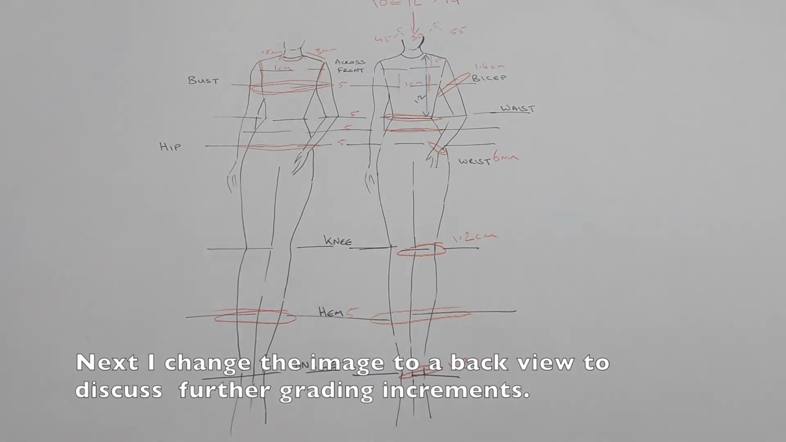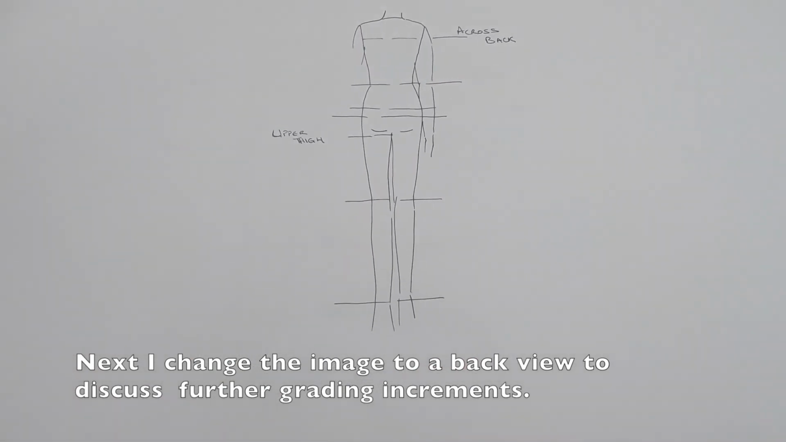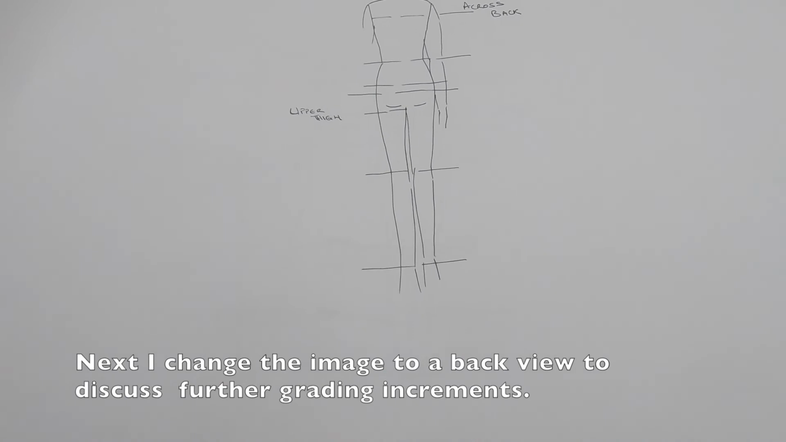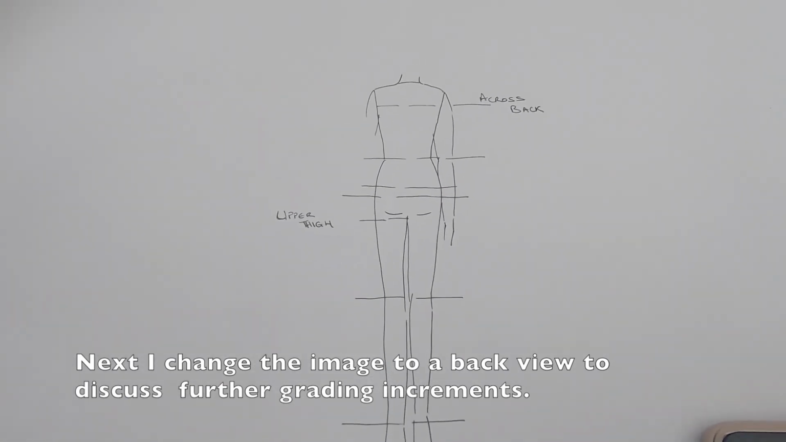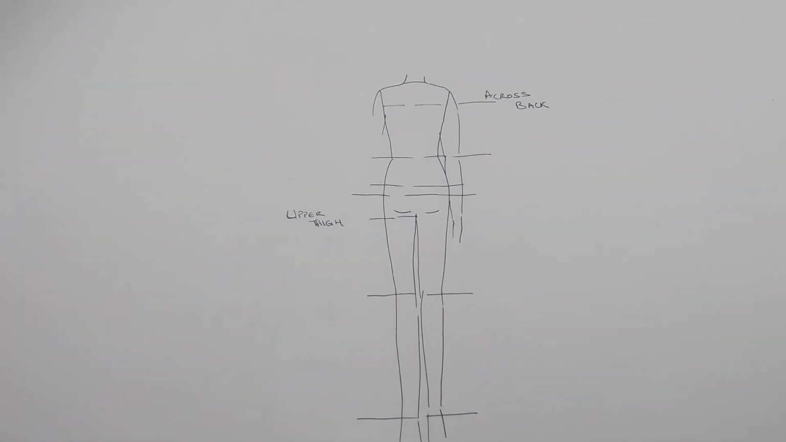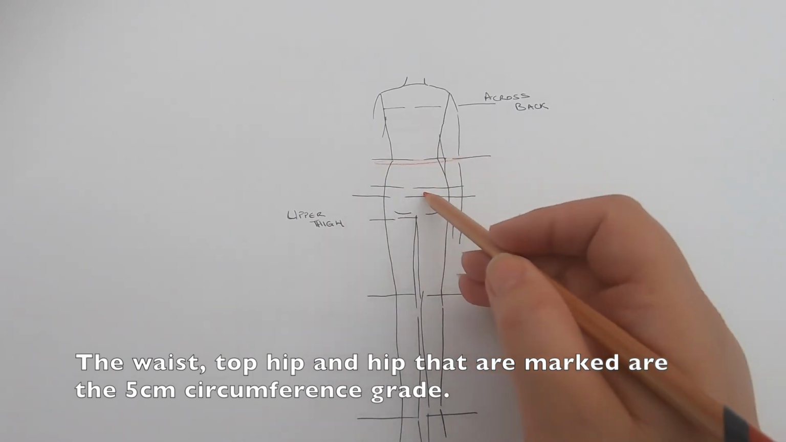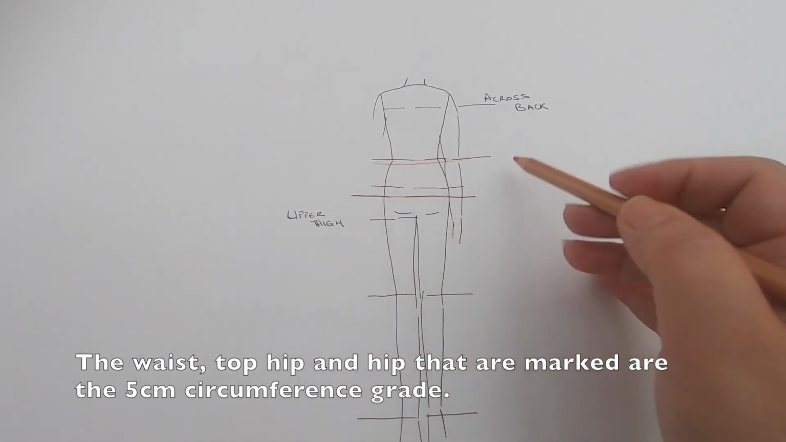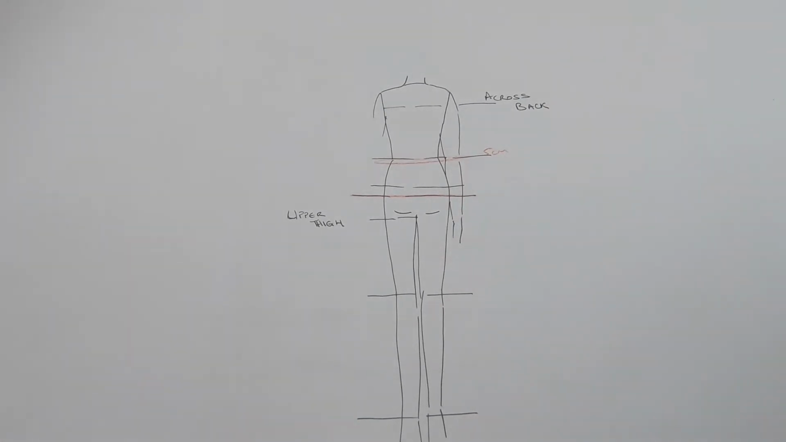So I'm now going to put another image down for us. This is the back view of what we've just seen. Just make sure I get us all in view. There we are. Okay. So I just wanted to cover, obviously we are aware that still our waist, our hip areas and so on are still the 5 centimetre total circumference grade.